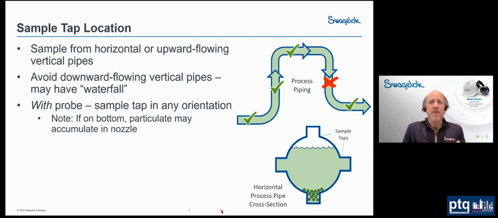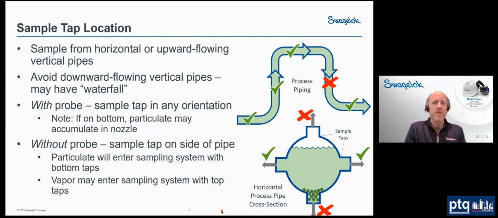Now, if you don't have a probe, definitely we want to avoid the bottom, because again, we have all that contamination, and that's just going to end up in our sampling system if we don't have a probe. And we also want to avoid the top, because as you notice from the cross-sectional view here, you could potentially have gas at the top. And so instead of getting a liquid sample, you could actually be pulling in some vapors or potentially a mixed sample, depending on the pipe itself. So we're typically going to avoid the top and the bottom and sample out of the side of the pipe if we have a horizontal pipe without a probe.